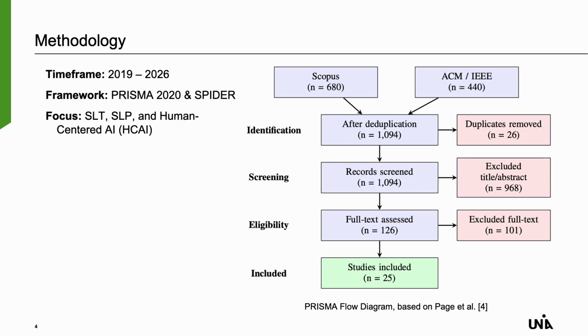To evaluate how effective this shift actually is, I conducted a systematic scoping review. I based my methodology on the PRISMA 2020 framework and used the SPIDER search strategy to ensure my findings were rigorous. I specifically targeted literature published between 2019 and 2026 to capture this modern generative era. My focus was divided into three main areas: sign language translation, sign language production, and crucially, human-centered AI.